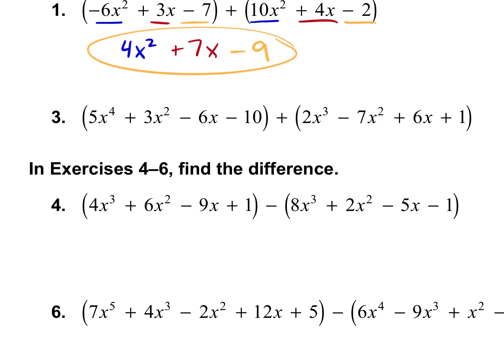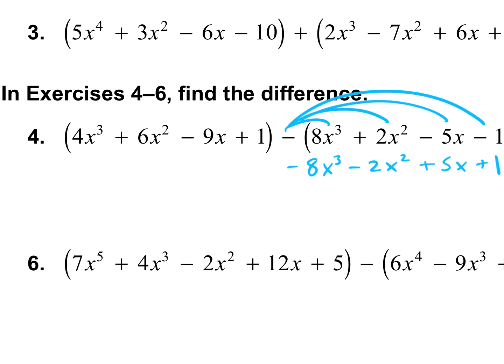For number 4, so moving on to subtracting. What do I have to do different when subtracting? Distribute the negatives. We distribute that to everything behind it. So it'll be minus 8x cubed minus 2x squared plus 5x and plus 1. So now we just combine our like terms again.